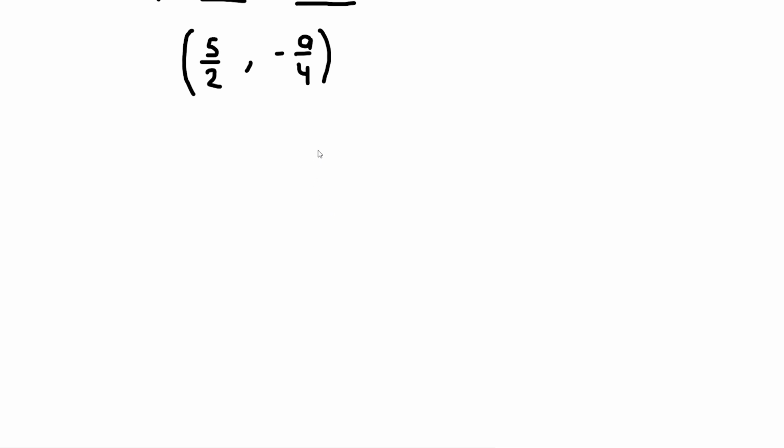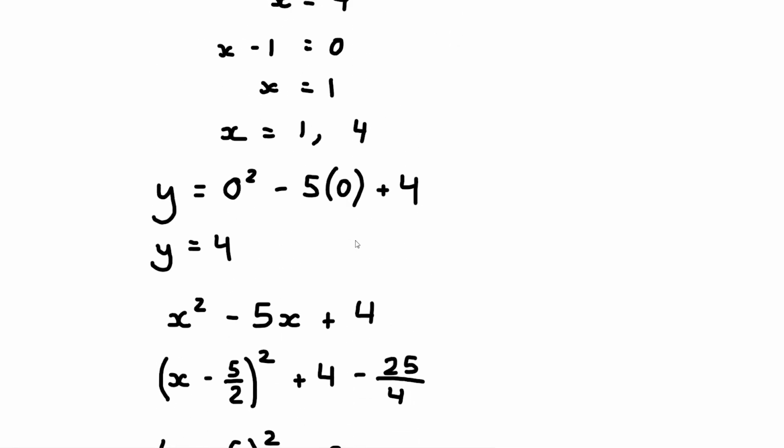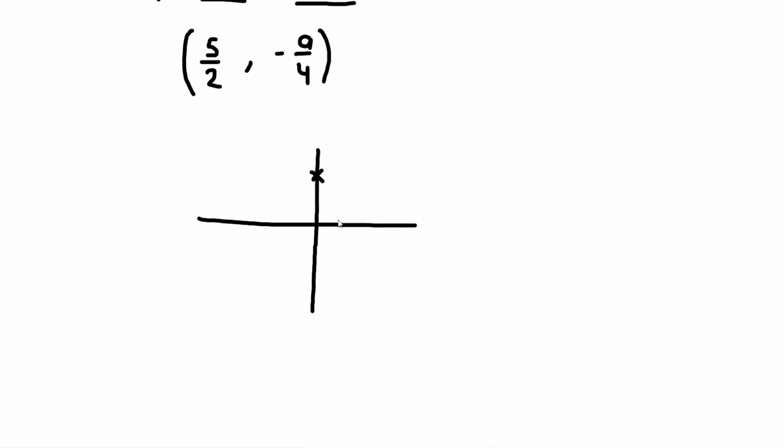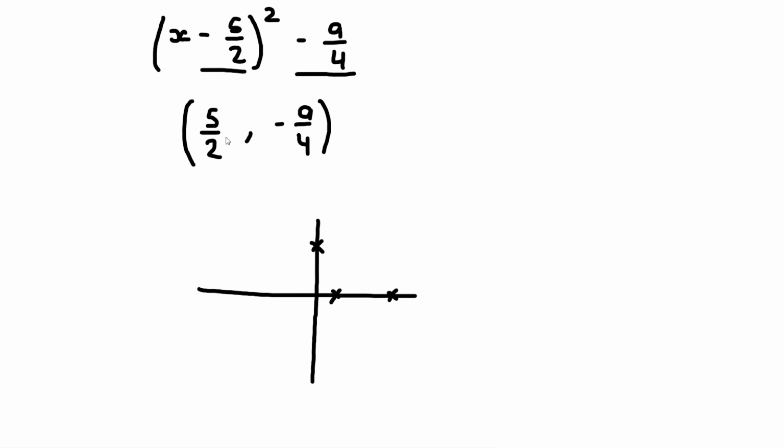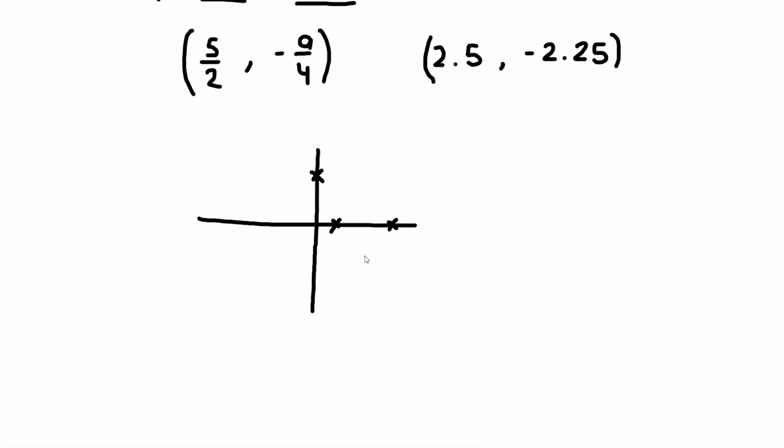So now we want to sketch this graph, right? We know that the y-intercept is 4, so let's put that over here. We know that the x-intercepts are 1 and 4, so let's say that's 1 and that's 4. And we know that the turning point, the minimum point, is 5 over 2, which is 2.5, and minus 9 over 4, which is minus 2.25. Right, so this is our turning point. So let's say that's around about here, right? And then we simply draw a line through it.